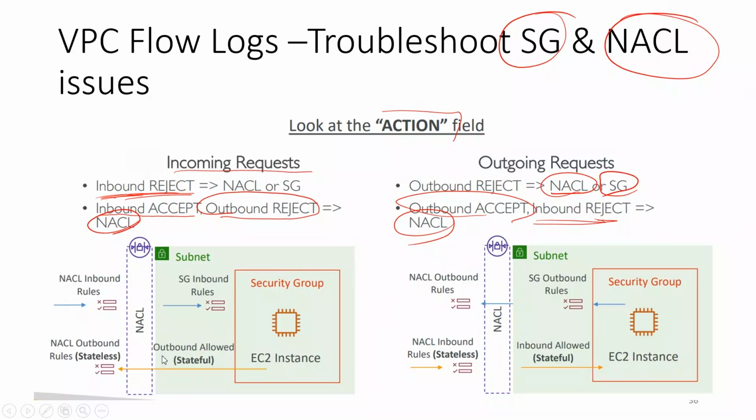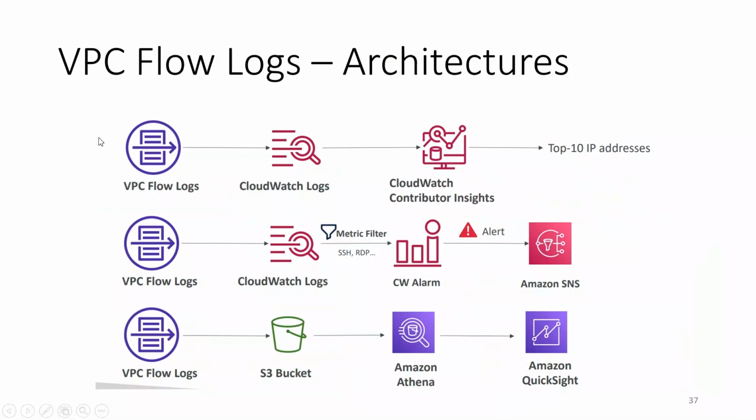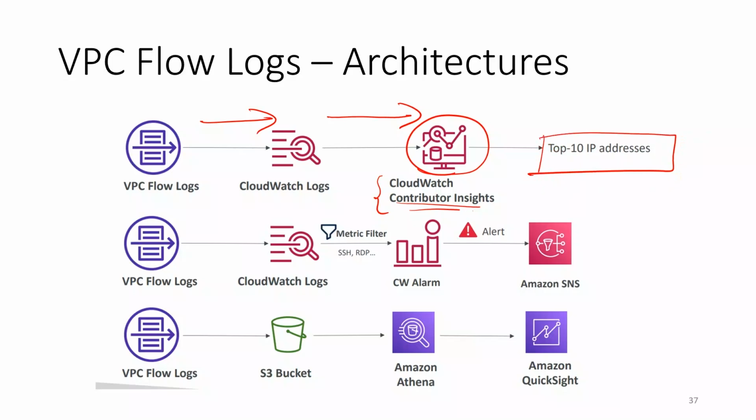Alright, let us move on to the next slide. Some common architectures of VPC flow logs. You take the VPC flow logs, transfer them to CloudWatch Logs and run some queries, and for example enable CloudWatch Contributor Insights. Contributor Insights is a very, very important feature of CloudWatch. You can find out a lot of identifiable data, for example the top 10 IP addresses which are trying to access your resource.